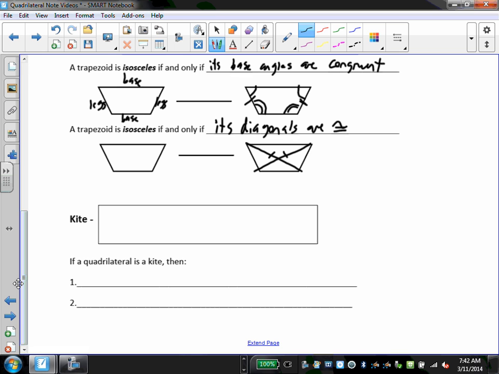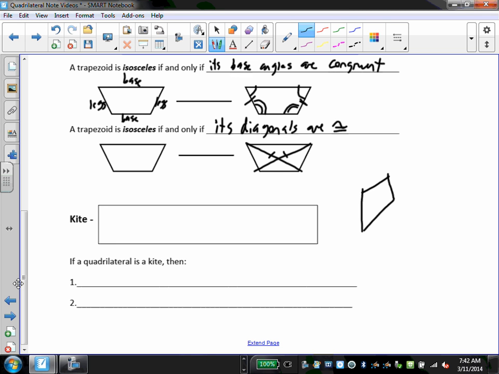Kites are the last shape that we have here, and they're called as such because of how they look. They do kind of look like kites. Typically, you'll see them kind of looking like this. So that's kind of what they look like.